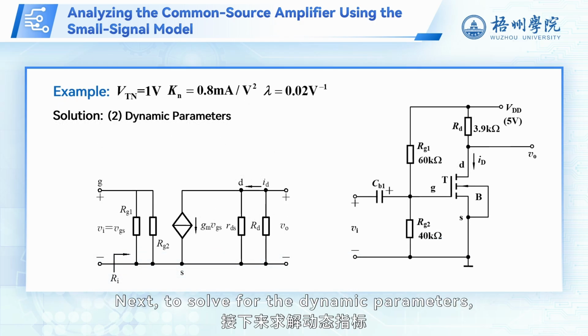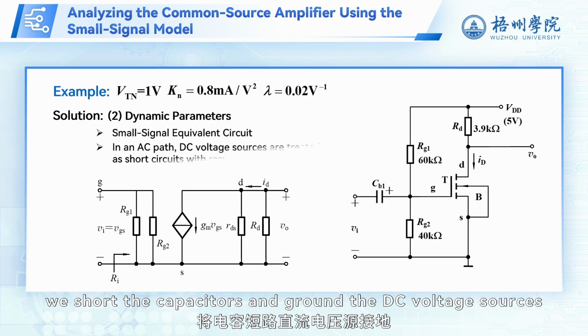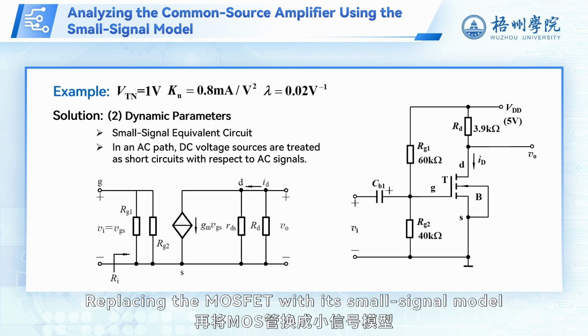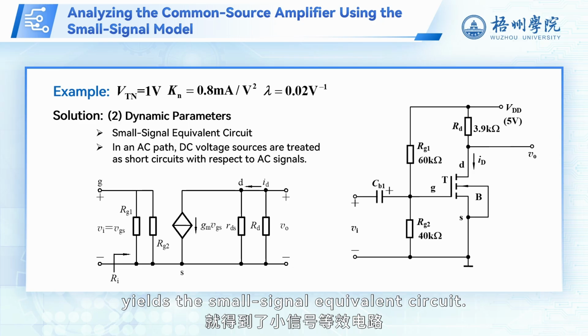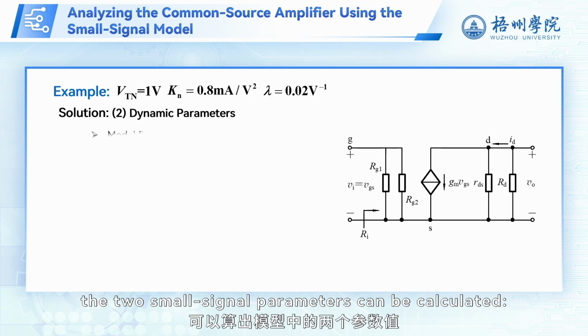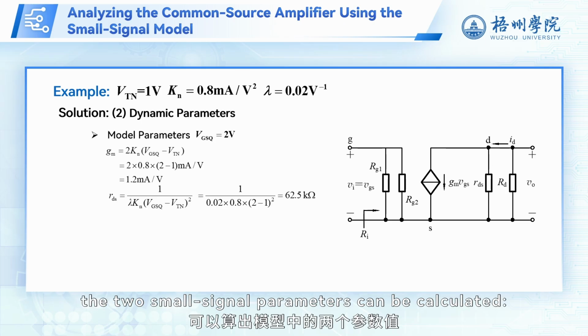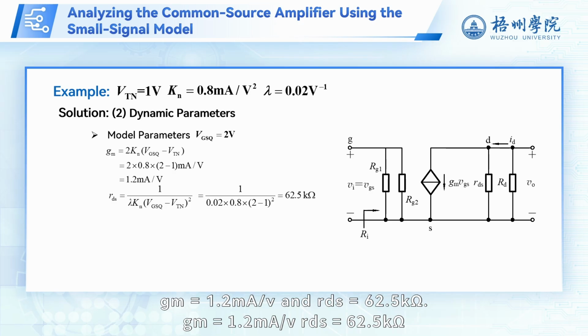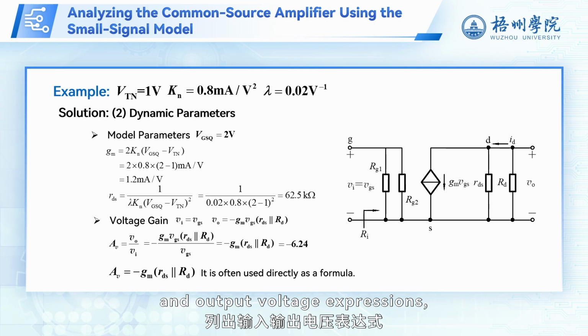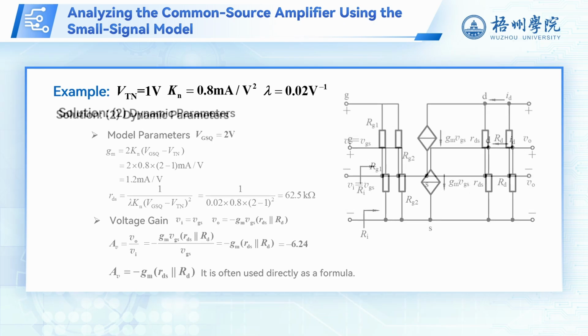Next, to solve for the dynamic parameters, we short the capacitors and ground the DC voltage sources to obtain the AC path. Replacing the MOSFET with its small signal model yields the small signal equivalent circuit. Based on the quiescent operating point, the two small signal parameters can be calculated. g_m equals 1.2 milliamps per volt and r_ds equals 62.5 k ohms. Then, by formulating the input and output voltage expressions, we determine the voltage gain.